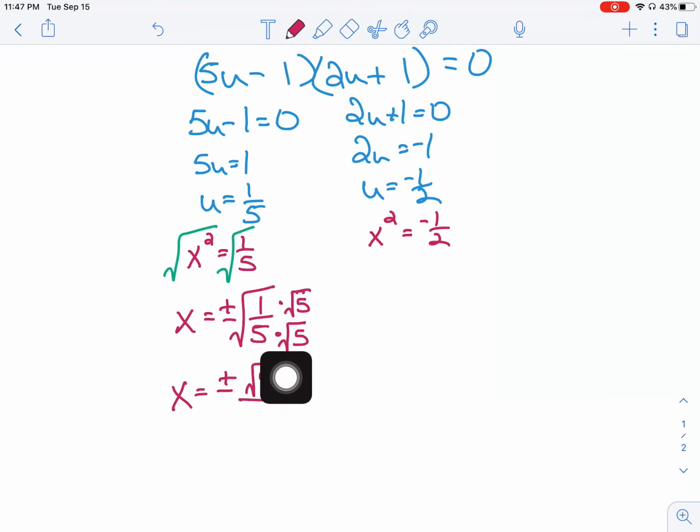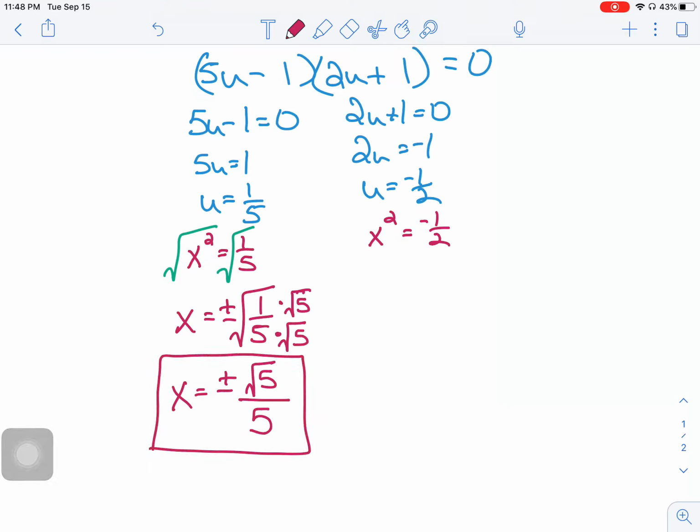And in the denominator, we've got root 5 times root 5, which would be root 25. What's the square root of 25, do you think? Because I'm pretty sure the square root of 25 is just 5. And so the rationalization process gets us a fraction with an integer denominator as opposed to a fraction with a radical denominator. And so that's where we want to take this answer to. And so x is equal to positive or negative root 5 over 5.